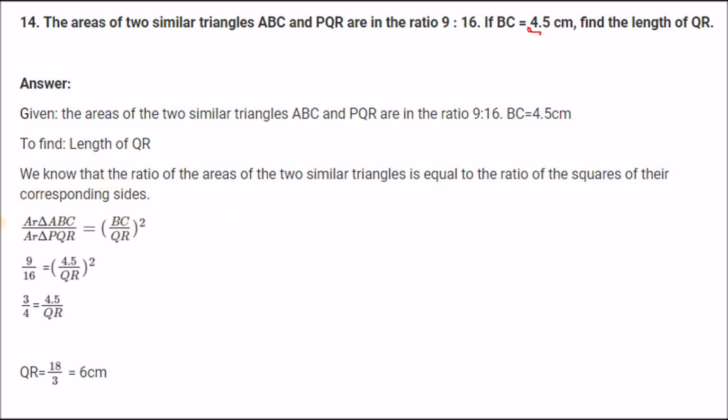So we say area of ABC by area of PQR is BC by QR, we are taking the corresponding side squared. This is 9 by 16 as given in the question. BC is 4.5. So you can take the square root here. So this will be 3, this will be 4, and ultimately QR can be found out by 4 into 4.5 by 3. So this will be 6 centimeters.